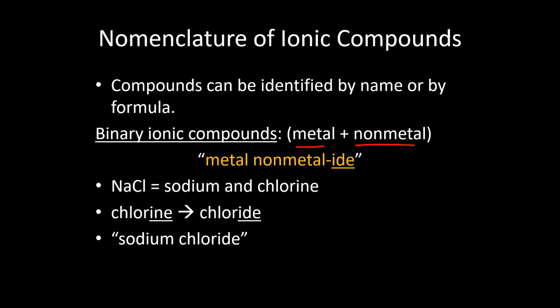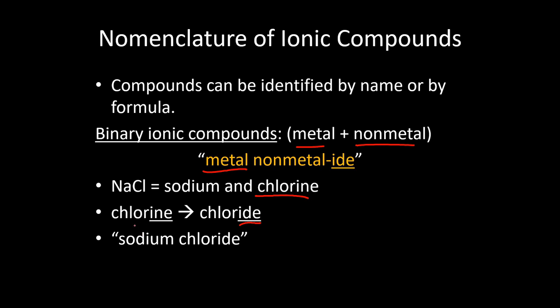So in naming these types of ionic compounds, we're going to put the name of the metal first, and we're going to leave it alone. So we don't do anything to the metal. We're then going to take the name of the nonmetal and mostly leave it alone, except we're going to take the end of the name and replace it with "ide". So chlorine, as an example here, becomes chloride. We're going to chop off the end of it and replace it with "ide" instead of "ene".